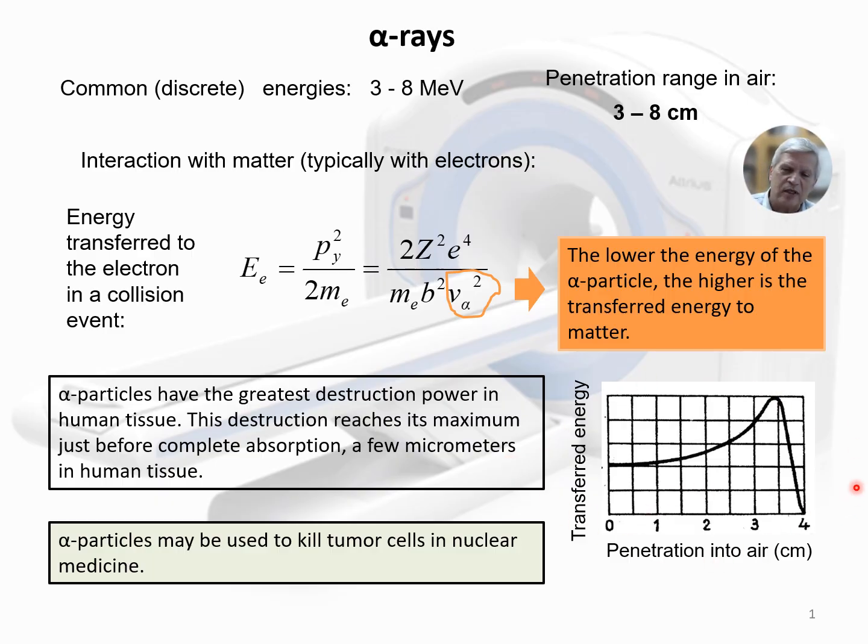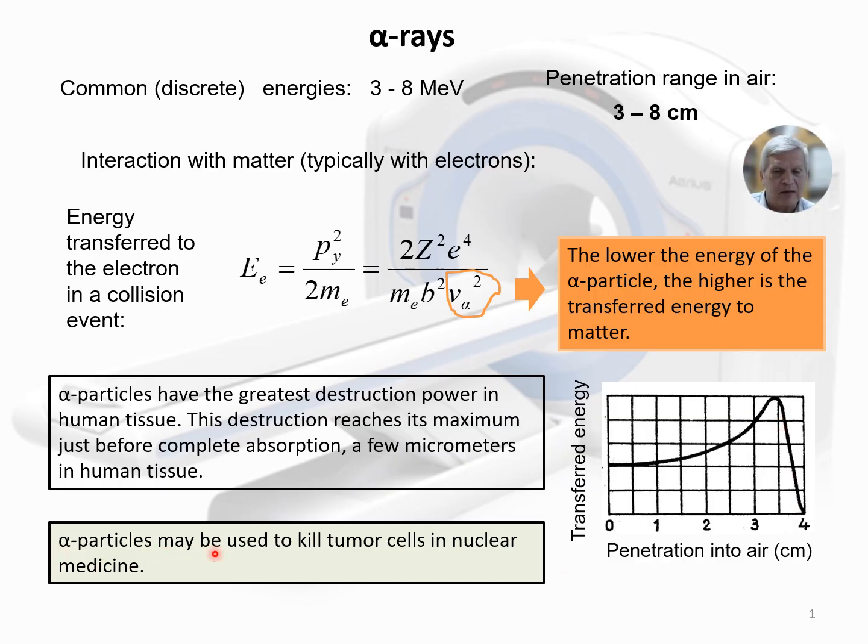This is a very famous experiment in which they measured the transferred energy of the alpha particles to air when the alpha particles penetrate into air. You see, this is the penetration distance in centimeters. As the penetration goes on, of course, the alpha particle energy will decrease. However, as you see, the transferred energy is increasing. So this is the experimental proof of this formula. So this is really what happens. Of course, when there is hardly any energy of the alpha particle left, the transferred energy will drop to zero. What does it mean?